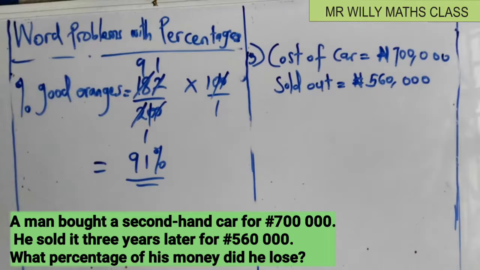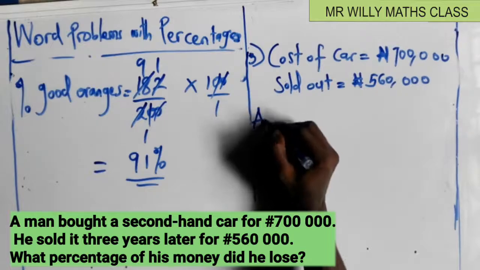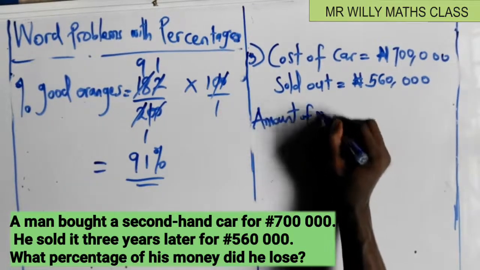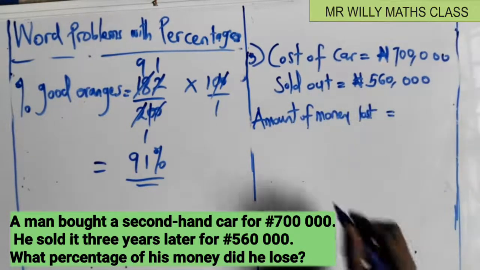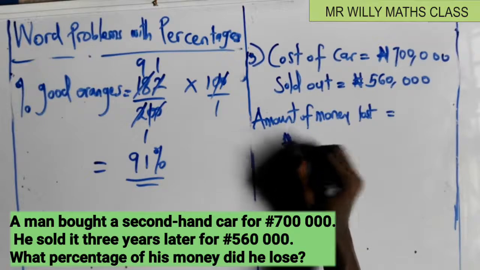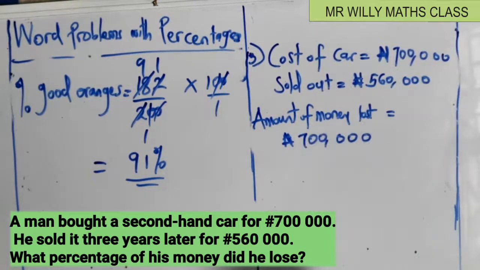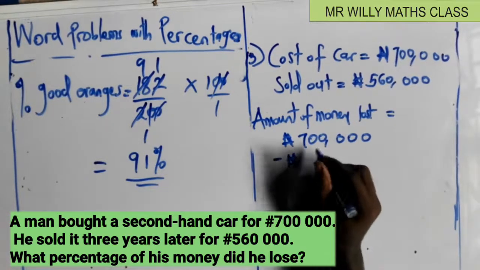Now, how do you get the amount of money lost? You are going to subtract the amount he sold the car for from the amount he bought the car for in the first place. So the amount of money lost will be 700,000, which is the amount he paid for the car when he bought it, then we subtract the amount he sold it for after 3 years.